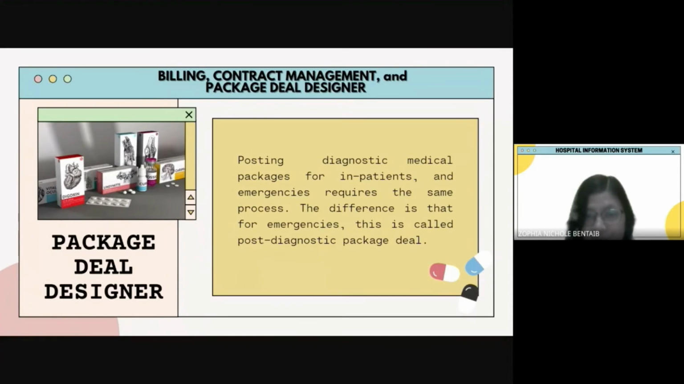Posting diagnostic medical packages for inpatients and emergencies requires the same process. The difference is that for emergencies, this is called post-diagnostic package deal. Through the help of HIS, we are now able to avoid the hassle of paperwork when it comes to accessing information regarding the package deal.